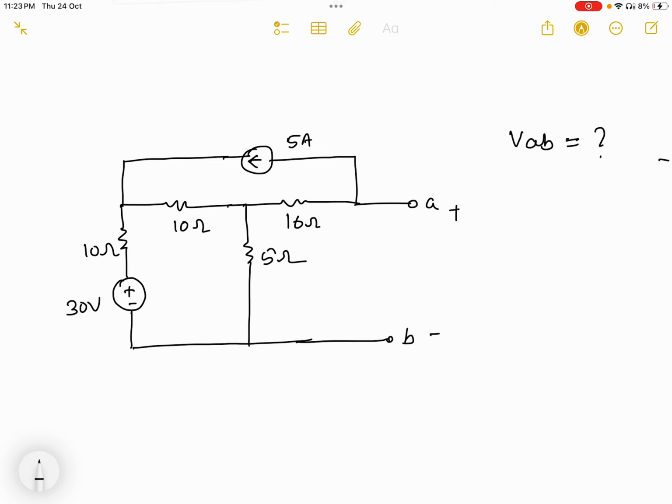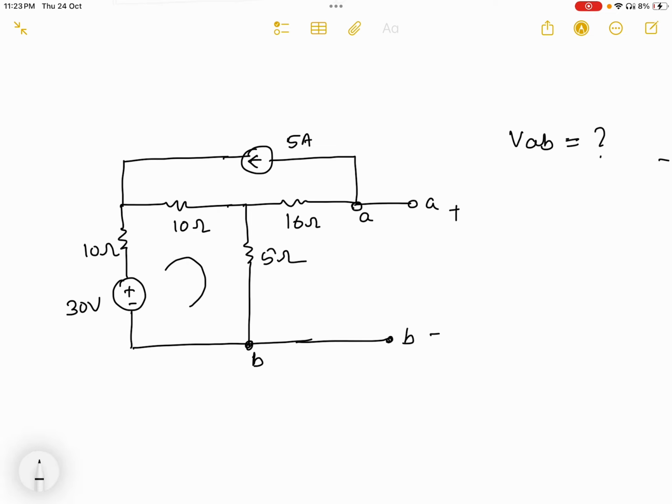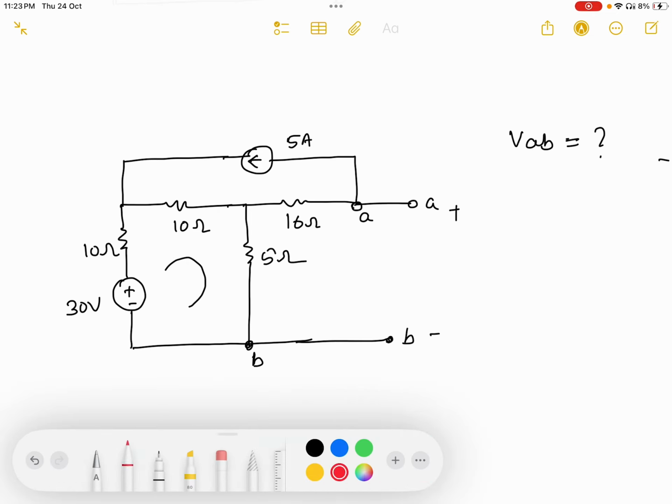Now I can see that if this node is A, this node is also A, and if this node is B, this is the same node, so this is also B. I need to find the potential difference between A and B. In many ways you can solve this, but for simplicity I am taking mesh analysis here.